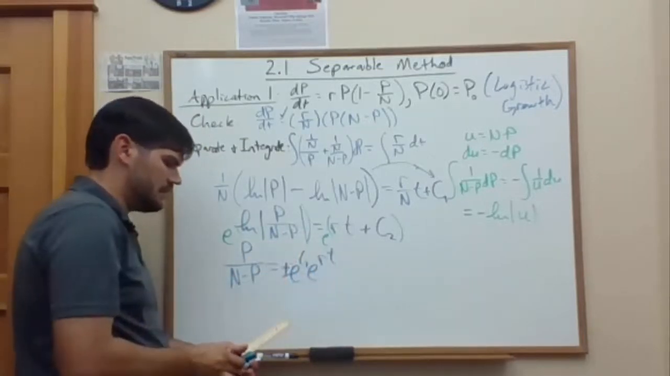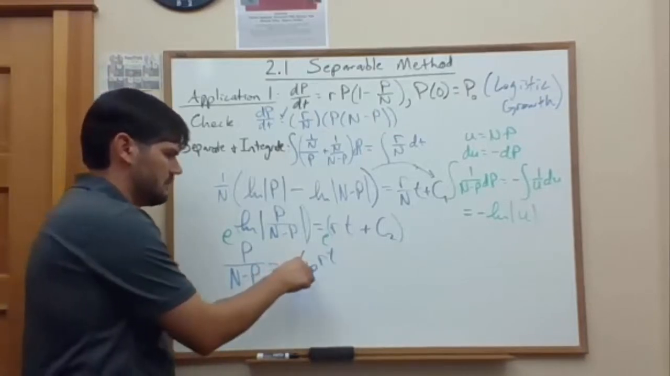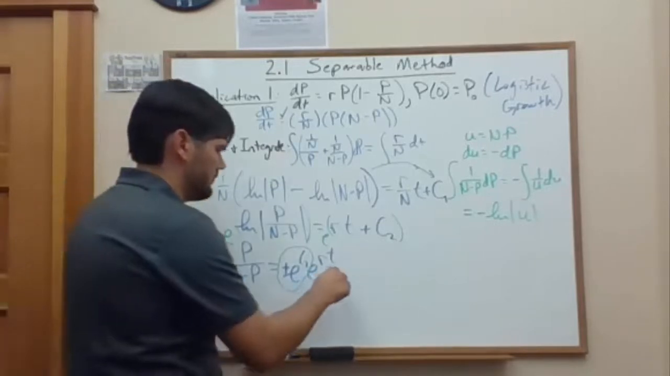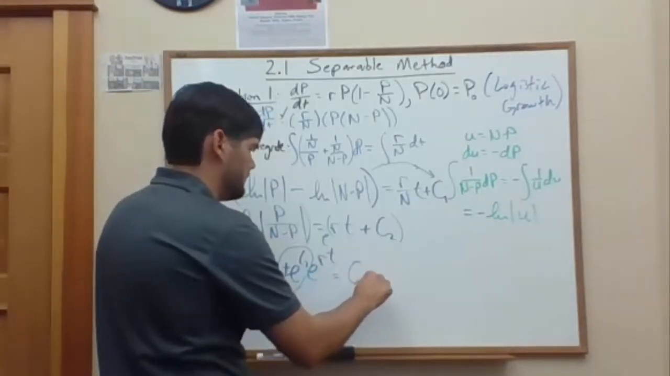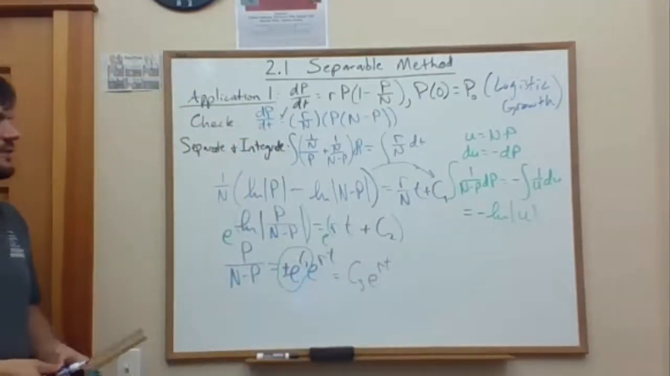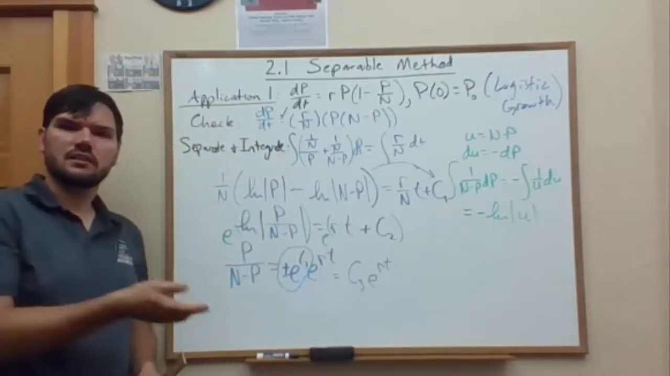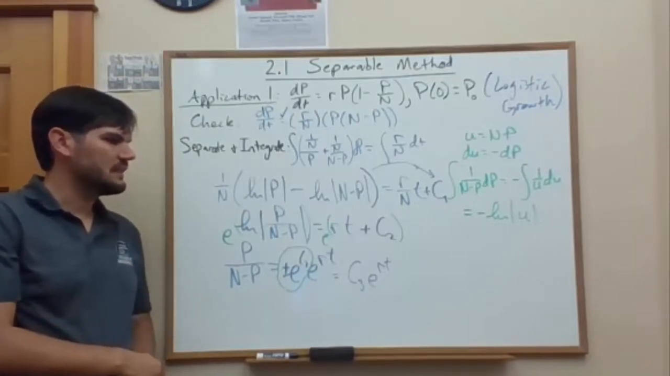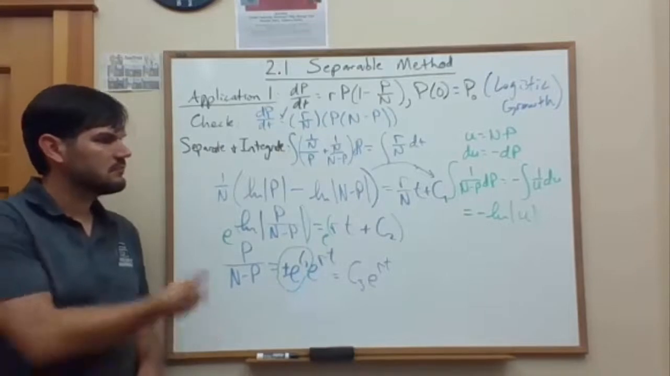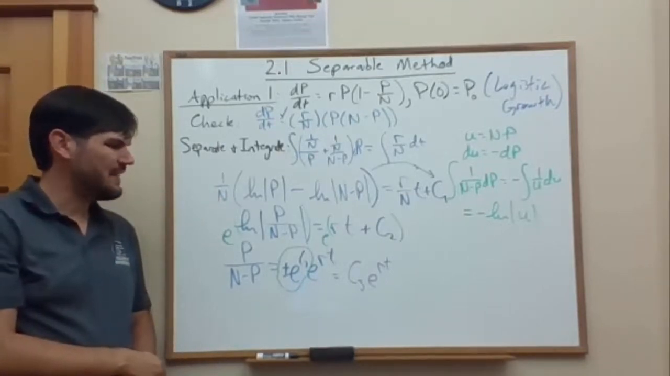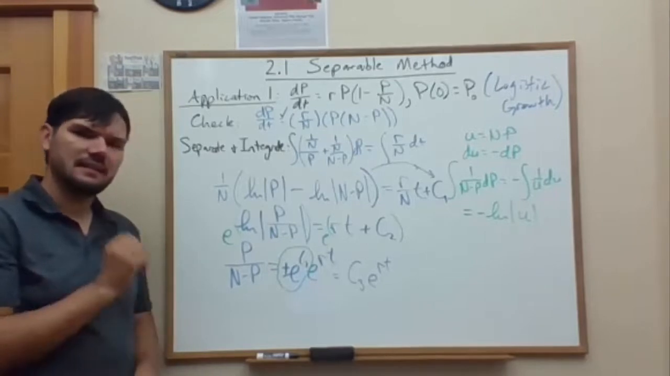And this will become my new constant. There is a solution. It's an implicit solution, which means that we integrated all the way, but we have not yet solved for P independently.